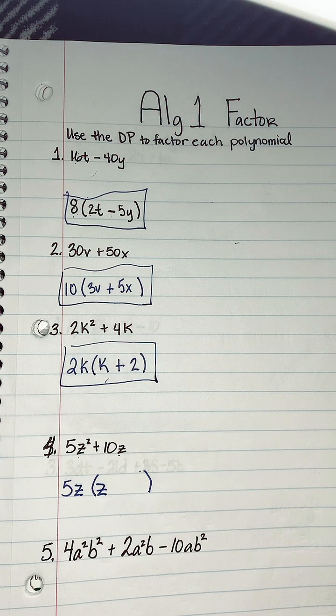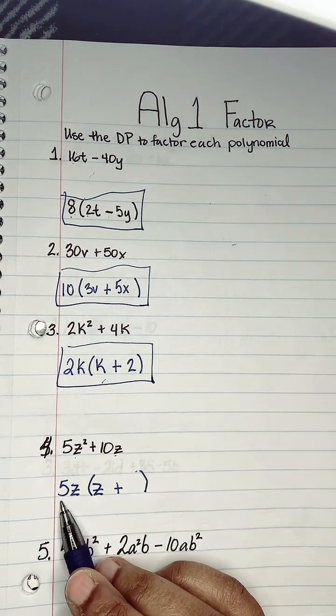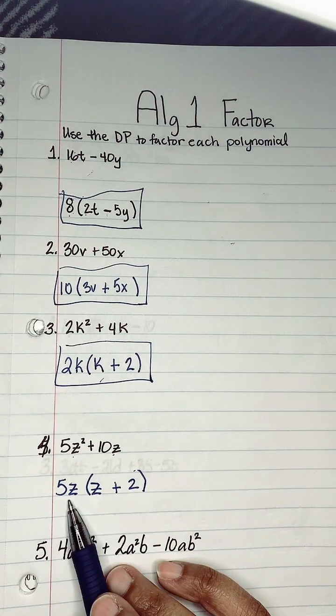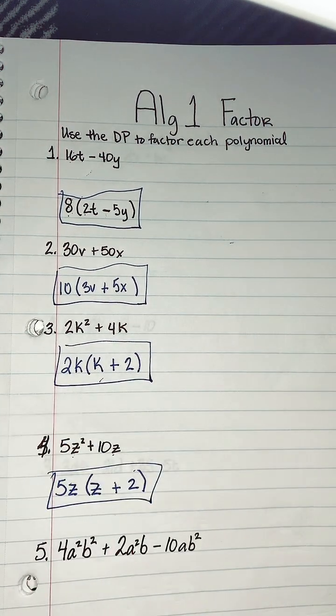Good. Jit said Z plus 5 times 2 gives us 10. So then we have 5Z times 2 gives us 10Z. And yes, Jit was right on.